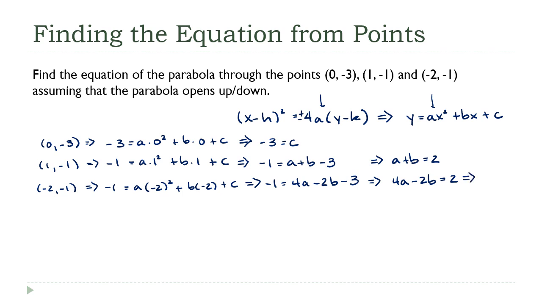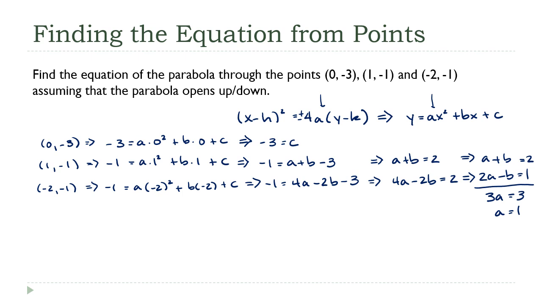Divide this one by 2: 2a - b = 1. Now just bring this one over: a + b = 2. And we have a system of equations, 2 equations, 2 variables. Awesome. You see I've got that b and the minus b, so I can just add these 2 equations together. And we get 3a = 3, or a = 1.